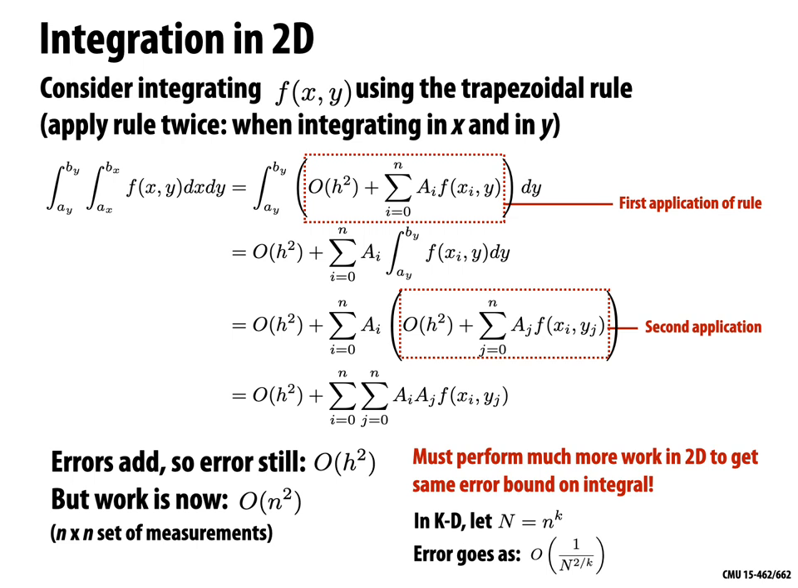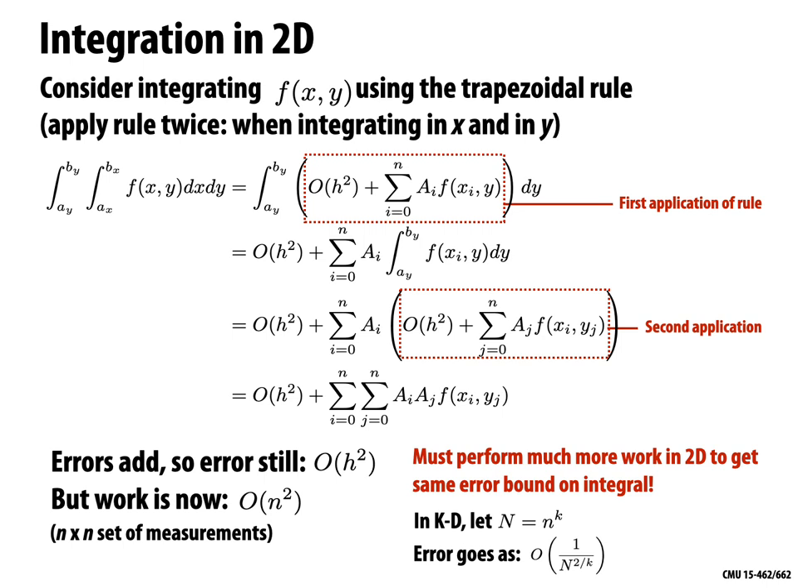So how did we do? How does this scheme do in terms of efficiency and accuracy? Well, as we can see from the calculation, the errors still add, so the overall error is still order h squared. But the work that we're doing is, of course, much larger. Rather than just taking a bunch of samples along a line, where we have order n samples, we're taking n samples in one direction times n samples in another direction, which gives us order n squared work. So when we go from 1D to 2D, we're doing a whole lot more work, but we're getting the same accuracy.